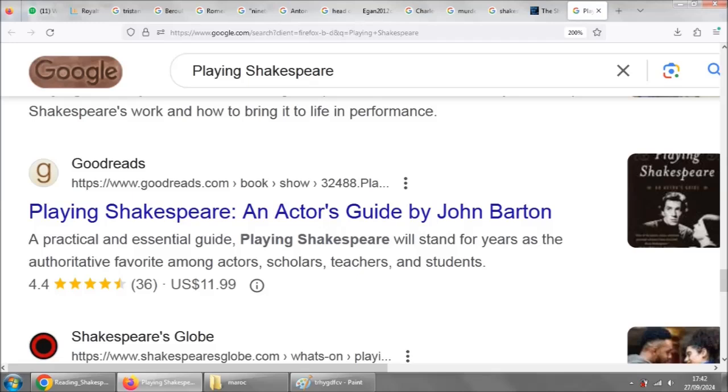So, about this, An Actor's Guide by John Barton. Playing Shakespeare. A practical and essential guide. Playing Shakespeare will stand for years as the authoritative favourite among actors, scholars, teachers and students. Of course it's going to stay for years. They made sure they started it in England and 19 years later, they did it in America. Of course, they followed the code.